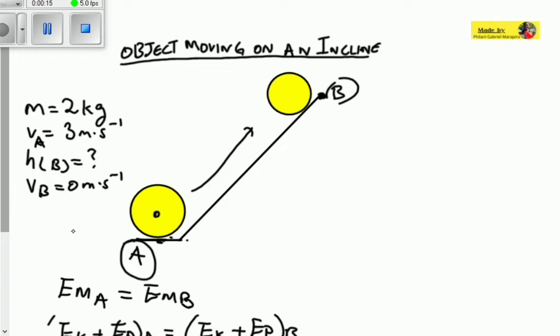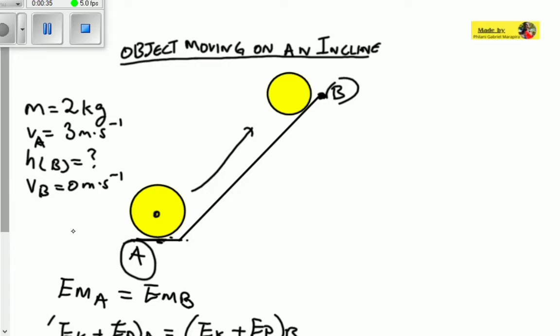Welcome to Edu-ca-te. So today we're going to be talking about the mechanical energy of an object moving up an incline. Here we're not actually focusing on the whole point of mechanical energy, but we are focusing on calculating the height at position number B.